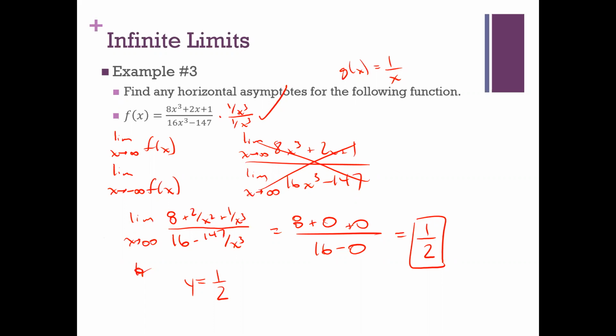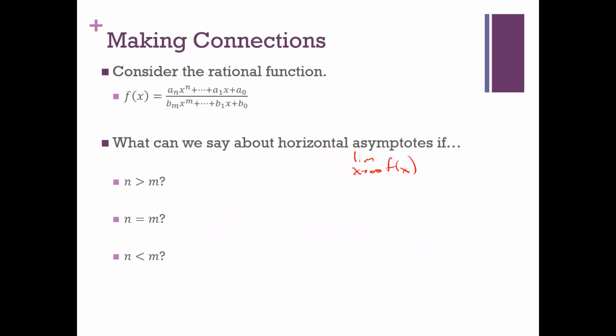Not a coincidence there. So if we generalize that for any rational function where the powers are equal, we can say the limit is equal to a sub n over b sub n. Basically, whatever the leading term of the numerator is divided by the leading term of the denominator.